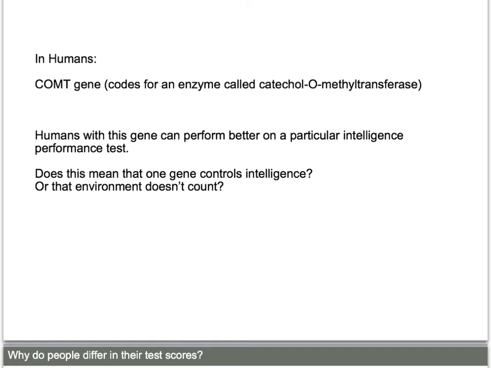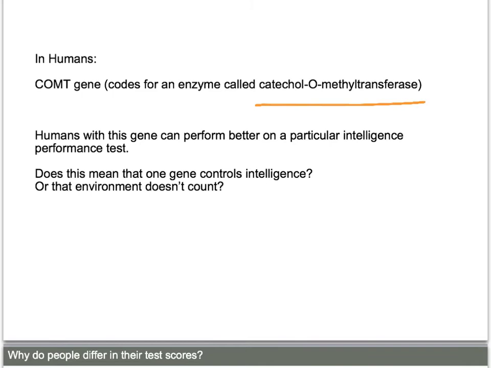And again, it's always both, right? But it's interesting that there's a single gene called the COMT gene, which codes for an enzyme here that I've written out for you, catechol-O-methyltransferase. And what this enzyme does is actually increases the rate of particular biochemical reactions. Okay, so people with this gene can carry out this particular biochemical reaction at a really high rate, which affects transmission between certain brain cells. So signals are just flying back and forth between these brain cells. And so humans that have this particular gene can perform better on a certain intelligence performance test.